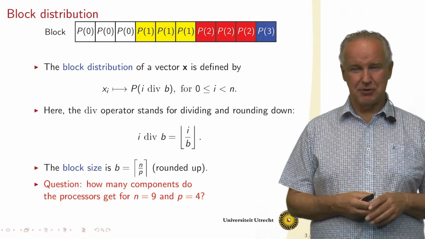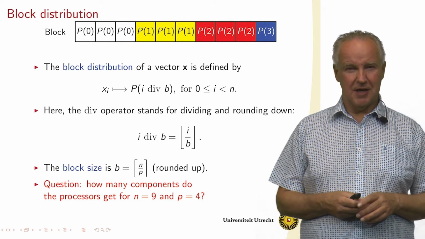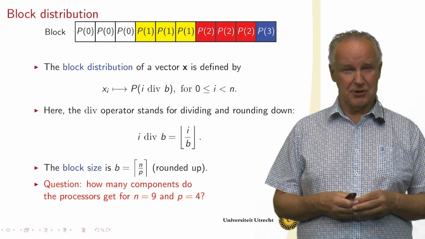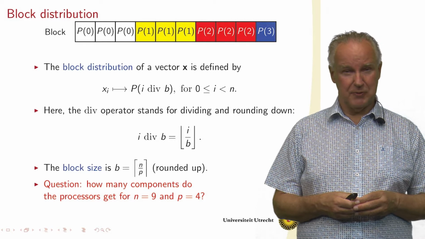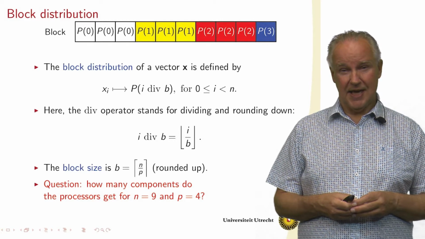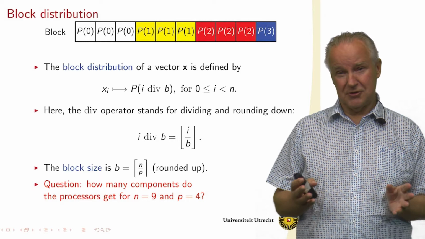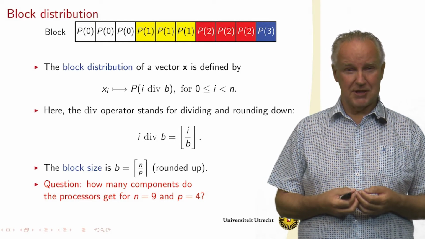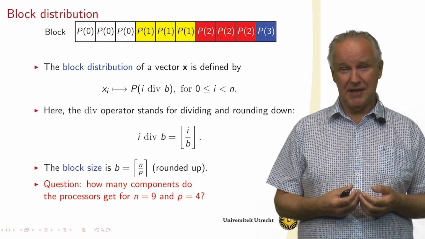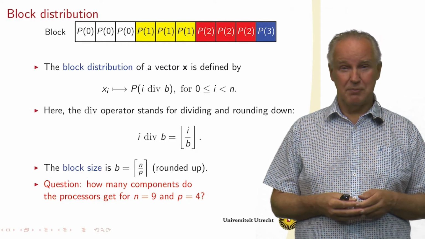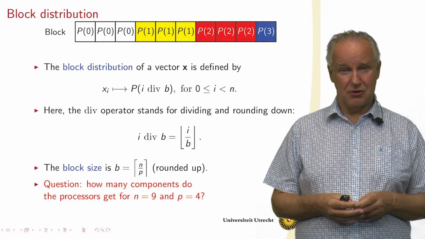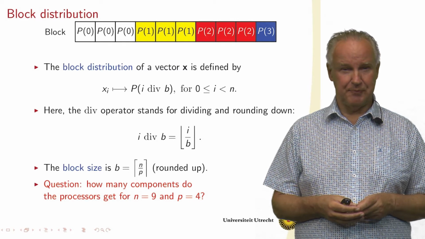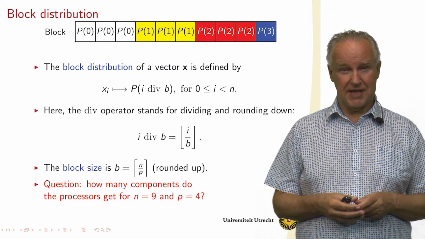So the block distribution you obtain by cutting up the vector into pieces of equal size. And the block size, which we call B, is then n divided by p, where n is as always the length of the input vector, p is the number of processors. We divide n by p, but we round up so that one or more processors may have an element more than others. So that's the block size B.